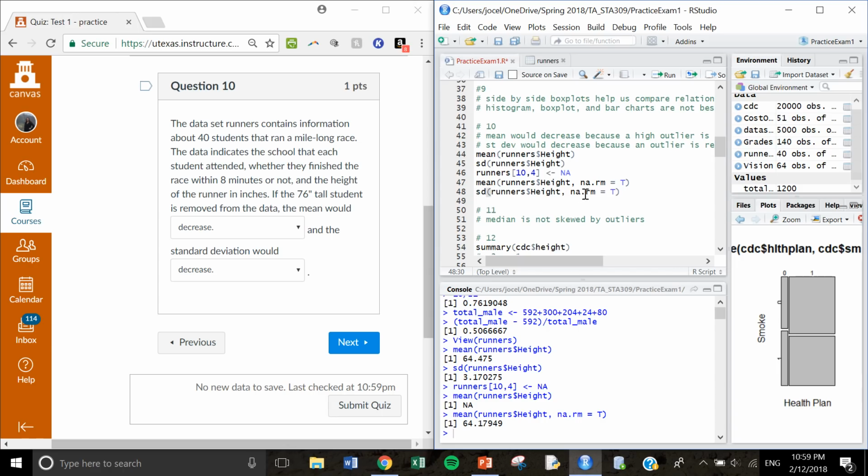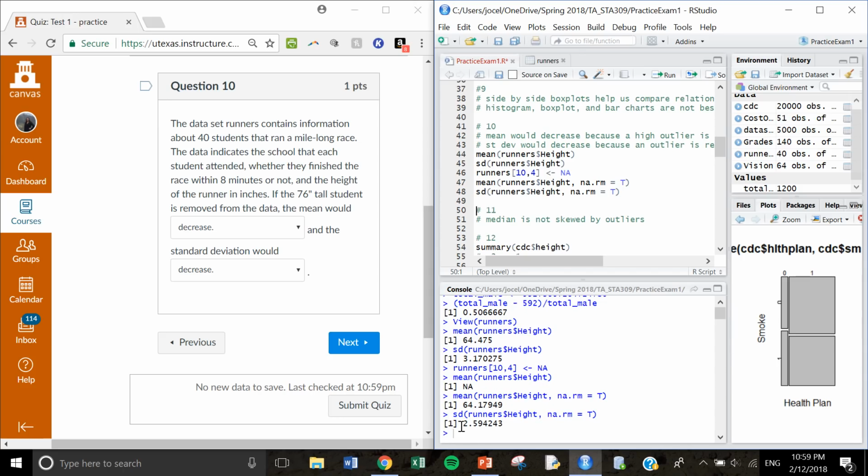And then we'll do standard deviation. We don't care about the NAs. Remove them. I get 0.59, which is less than the original standard deviation of 3.17.